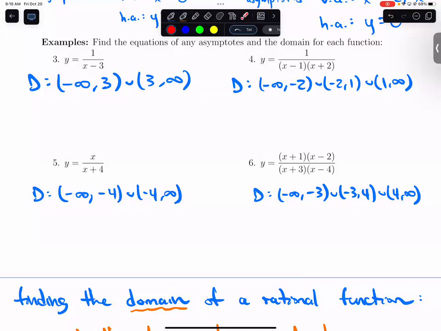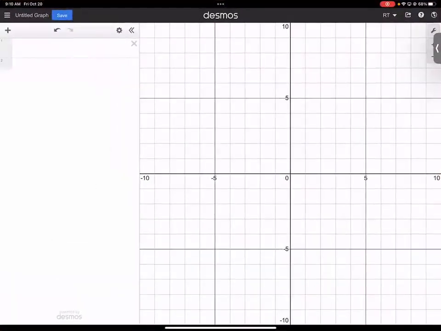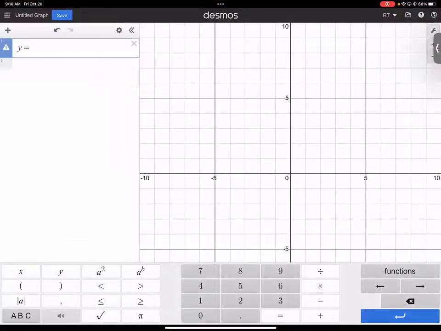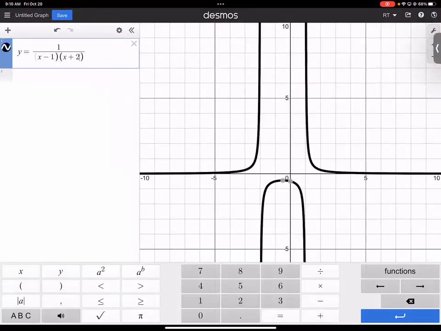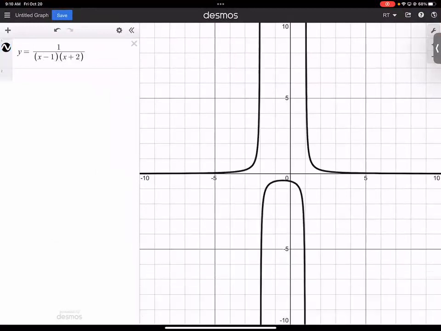So let's look at, I don't know, let's look at 4 maybe. Just want to pull up a graph of one of these. Is it x minus 1 and x plus 2? Is that right? I'll just look it up. 1 and -2 were the places that we decided we need to focus in on and look at.